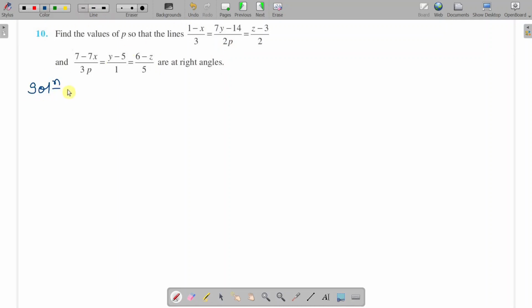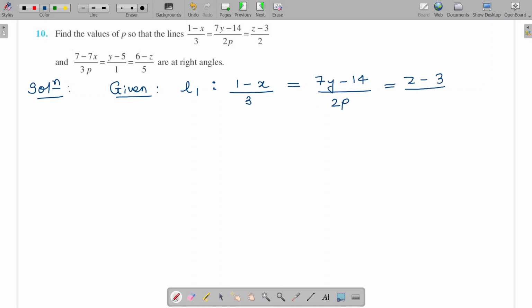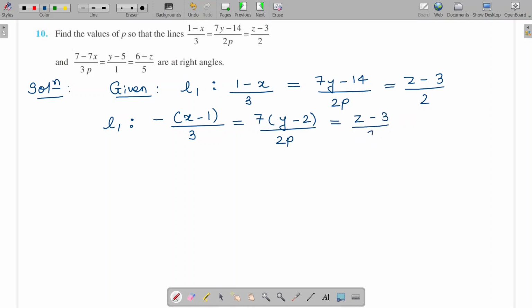So solution. Given is L1, we will call the line, L1: (1 minus x) divided by 3 equal to (7y minus 14) divided by 2p equal to (z minus 3) divided by 2. So this equation of line is not in the standard form, so we have to make this equation in standard form. So L1 will be what? We can take the minus sign common, so you will get minus (x minus 1) by 3, equal to, from here we can take 7 common, so 7 into (y minus 2) divided by 2p, equal to (z minus 3) divided by 2.